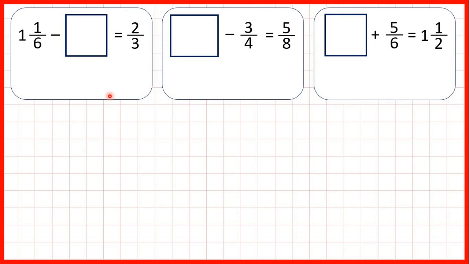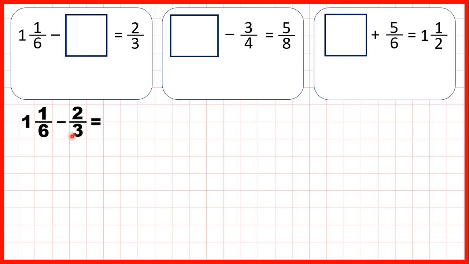So here we've got some missing fraction problems, but we solve these in the same way that we solve missing number problems with whole numbers. So first, 1 and 1/6 minus something equals 2/3. So here, it's the subtrahend or the second number of the subtraction question that's missing, so we still use subtraction to find our missing number. We can work out 1 and 1/6 minus 2/3, and that will give us our missing fraction.